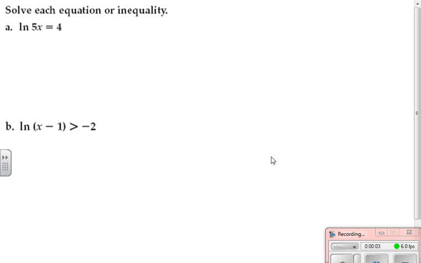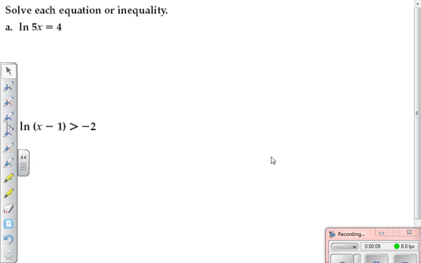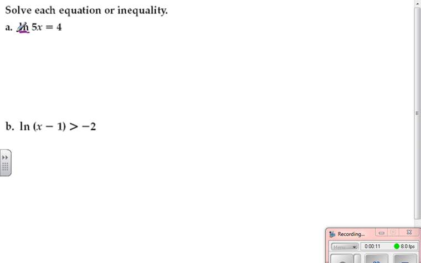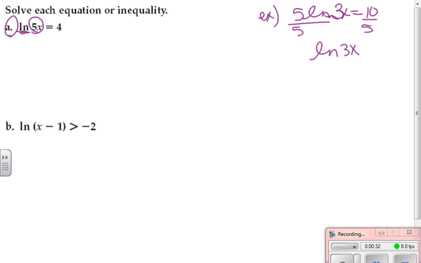Just a couple more examples here in lesson 10.5. If I have something that has a log, if the variable is inside the log, I need to undo it. If there happen to be any coefficients out front, something like 5 ln of 3x equals 10, I would divide by 5 first to say the ln of 3x equals 2.